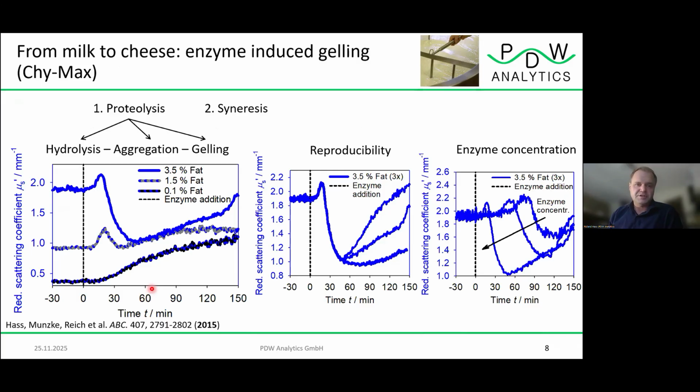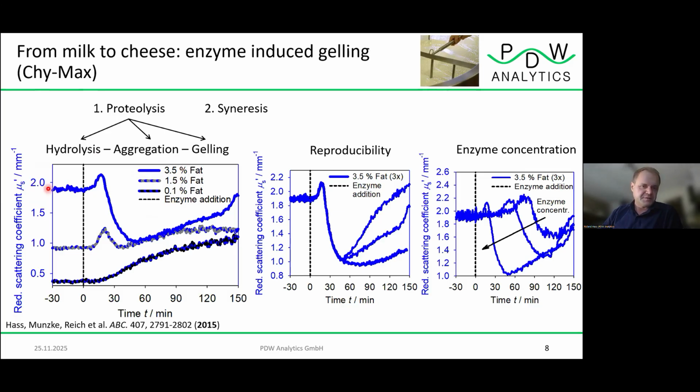Milk coagulation, so cheese making, if you like. In cheese making, you take an enzyme, Chymosin for example, add it to the milk, and then some steps are happening. First step is hydrolysis, then comes an aggregation period, and then a gelling process. What we see here is a scattering as a function of time for three different fat concentrations, so standard milk from the supermarket in different fat concentrations.